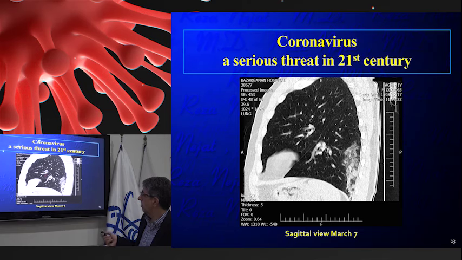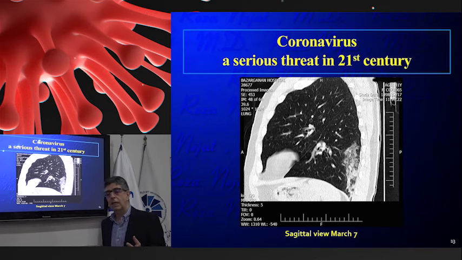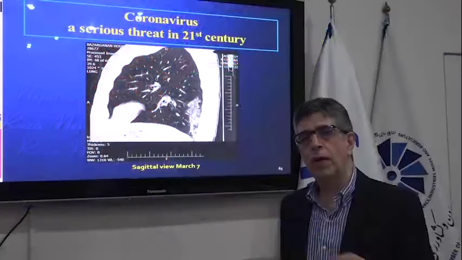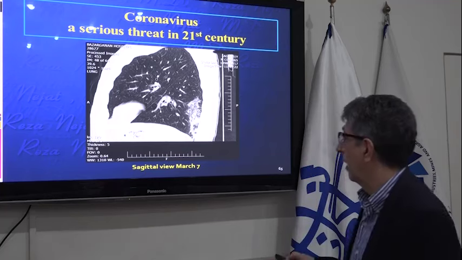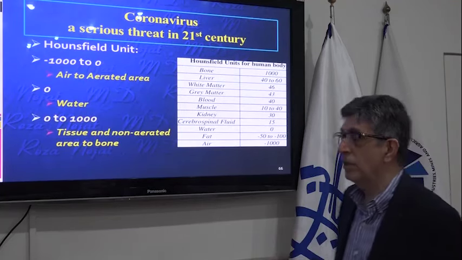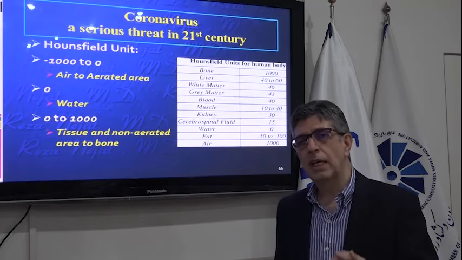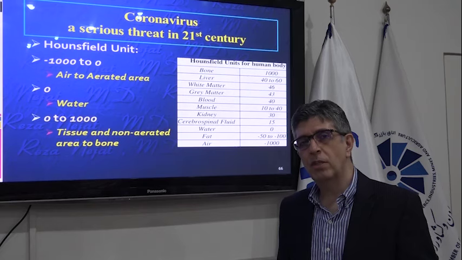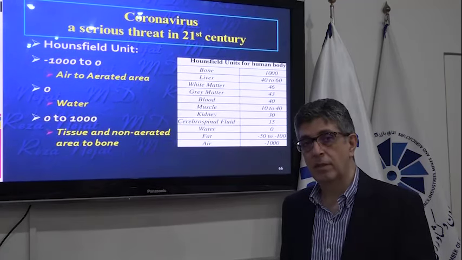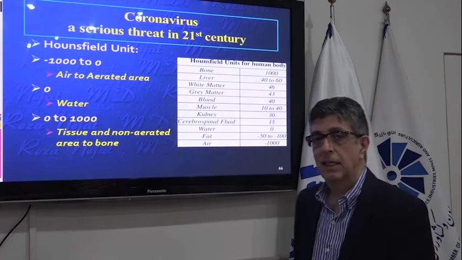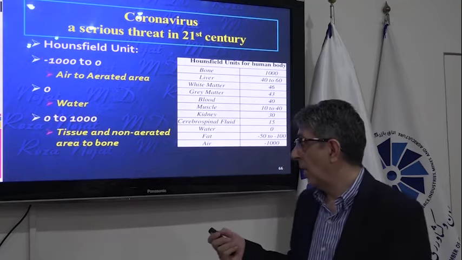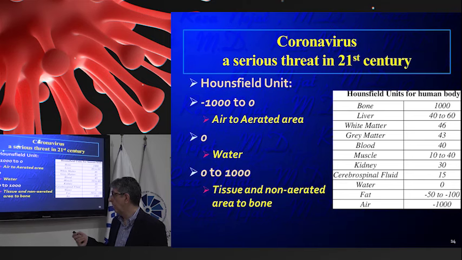Okay, these appearances are just what we see, but we should have something quantitative to compare the CT scans. I used the Hounsfield unit. The Hounsfield unit shows the attenuation of the pixels of the CT scan pictures. When it is minus 1000, it shows air in the CT scan. And whenever it goes from minus 1000 toward zero, it shows that the part of the CT scan studied is going from air to an aerated area and to tissue. And when it reaches zero, it shows water.